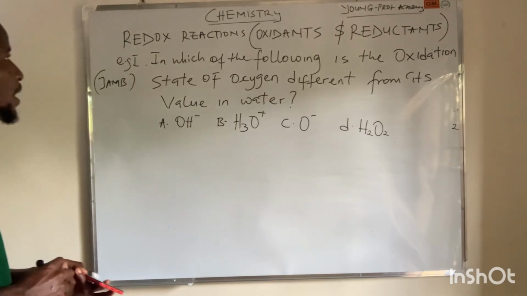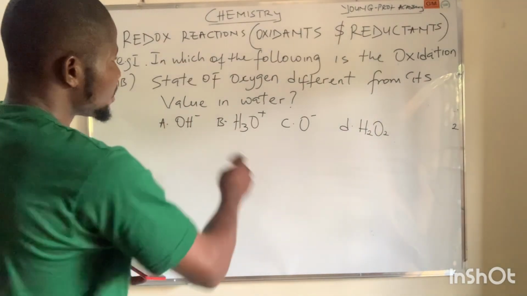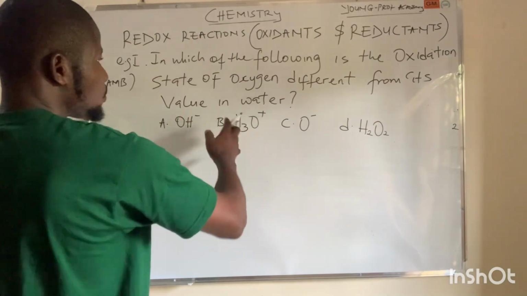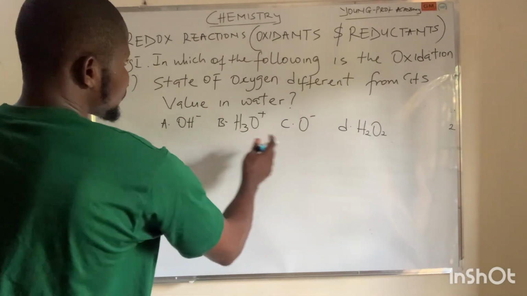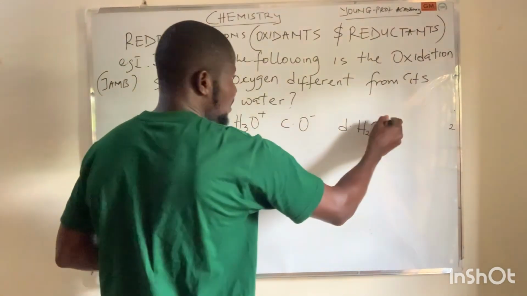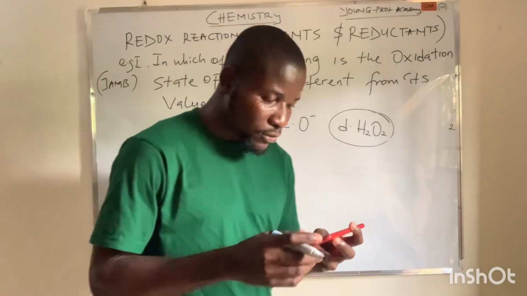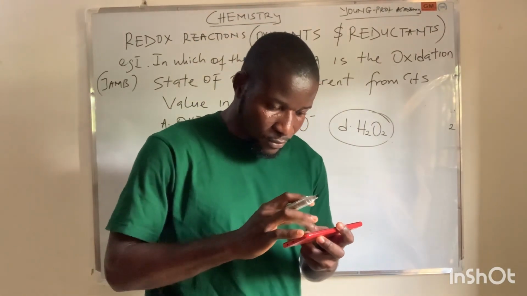It simply means that when you look at this problem, there's no need wasting your time solving it. There is no need trying to calculate the oxidation number of this oxygen in the various elements, compounds, ions and radicals. You just have to know that the answer is D. Simple as that. Now let us look at example 2.